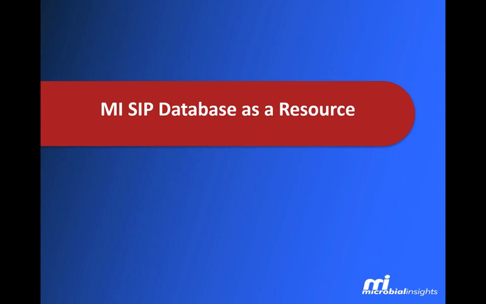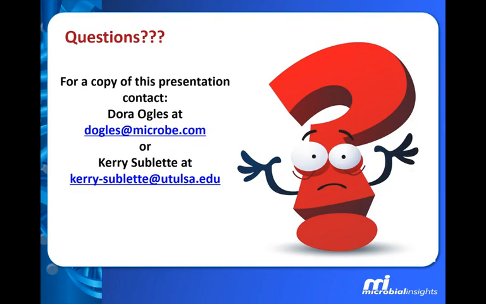I want to also refer you to a resource on the Microbial Insights website. This is a SIP database where they keep track for different contaminants of concern of what kinds of incorporation into CO2, what kinds of incorporation into biomass are typically seen for these various COCs. So with that, I will stop and answer questions, but you can get a copy of this presentation if you'd like, either from Dora or myself. Just email either one of us, and we will send you a copy.